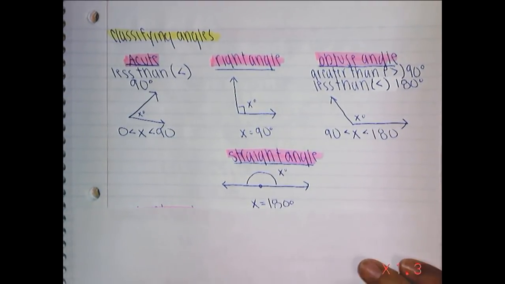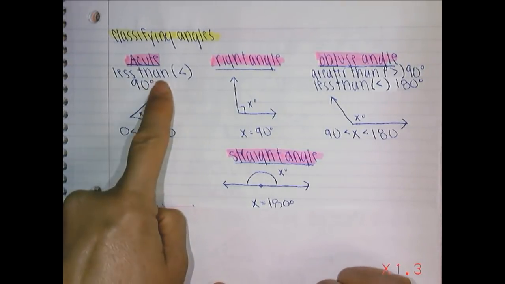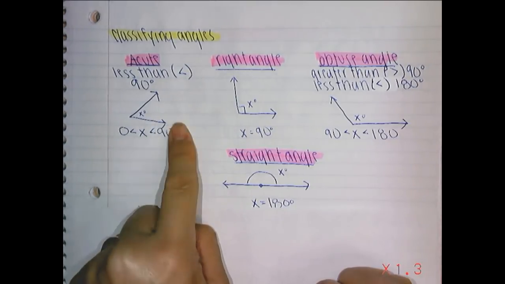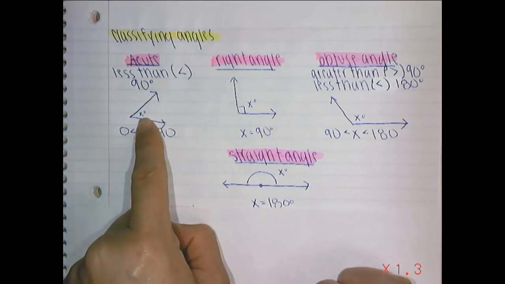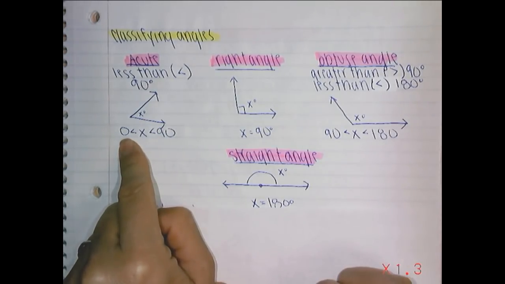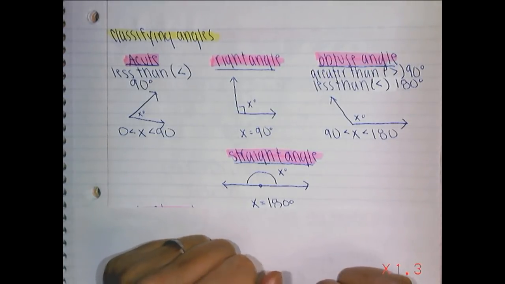We're going to start with an acute angle. It's so cute and tiny. It's less than, and remember that's the symbol for less than, 90 degrees. So whatever this measure is inside of this angle, it has to be less than 90 degrees and greater than 0. So its measure is somewhere between 0 and 89 degrees, less than 90.